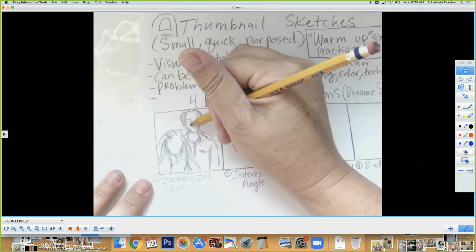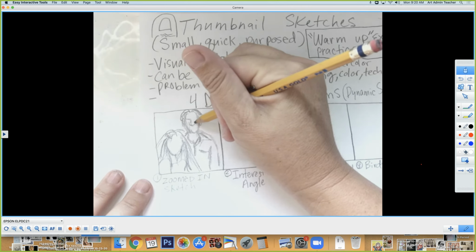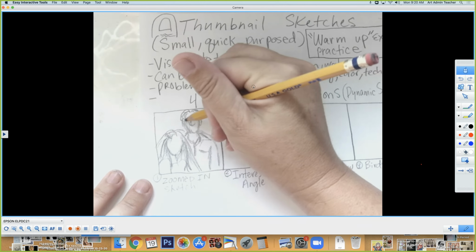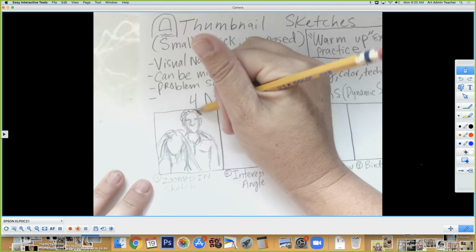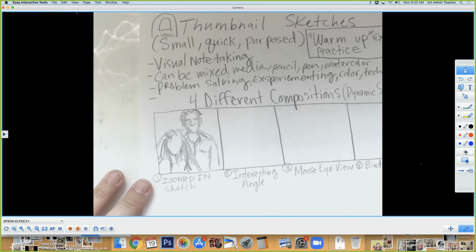So I'm not doing this from a figment of my imagination. I'm kind of looking at references to draw them nicely as best as I can, but they're not perfect, detailed masterpieces.